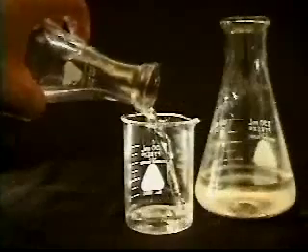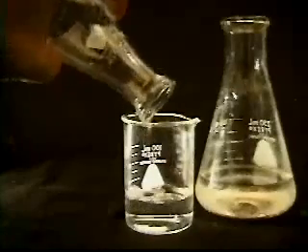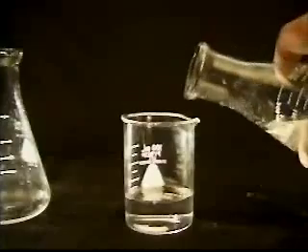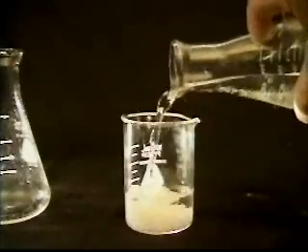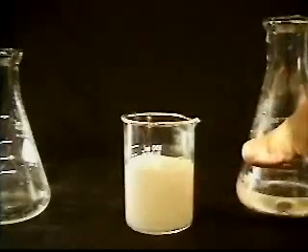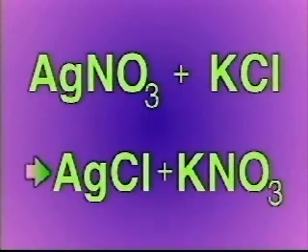Here, silver nitrate is mixed with potassium chloride, causing the potassium and silver ions to trade places with each other, resulting in a double replacement to form two new compounds. In this equation, notice how the silver, Ag, bonds to the Cl, and the potassium, K, bonds to the NO3.